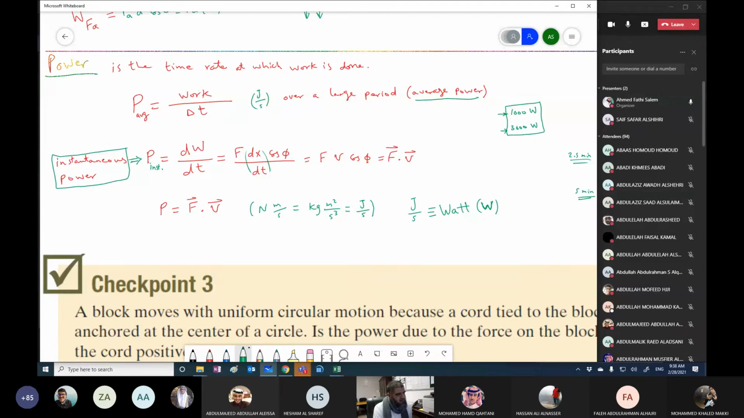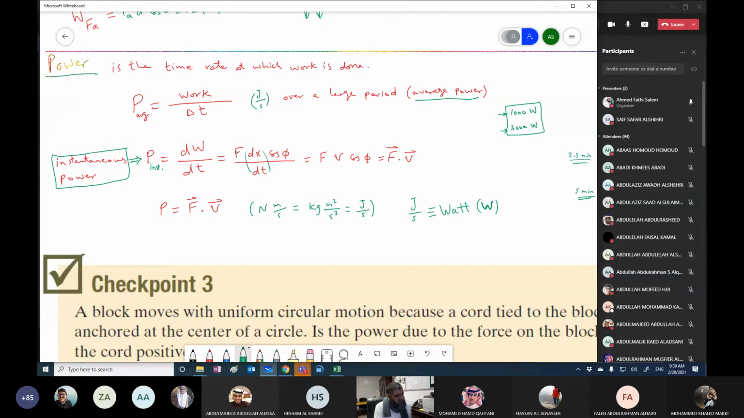So the average power is the work over time, which is joule over second. The work's unit is joule, the time's unit is second. So if this delta T is large, we call it average power. But if we make the time smaller, this becomes dt, a very small period of time, and we go to the instantaneous power, which is dW by dt, as dt reaches 0. So we can take the derivative in this case. Derivative of the work with respect to time.